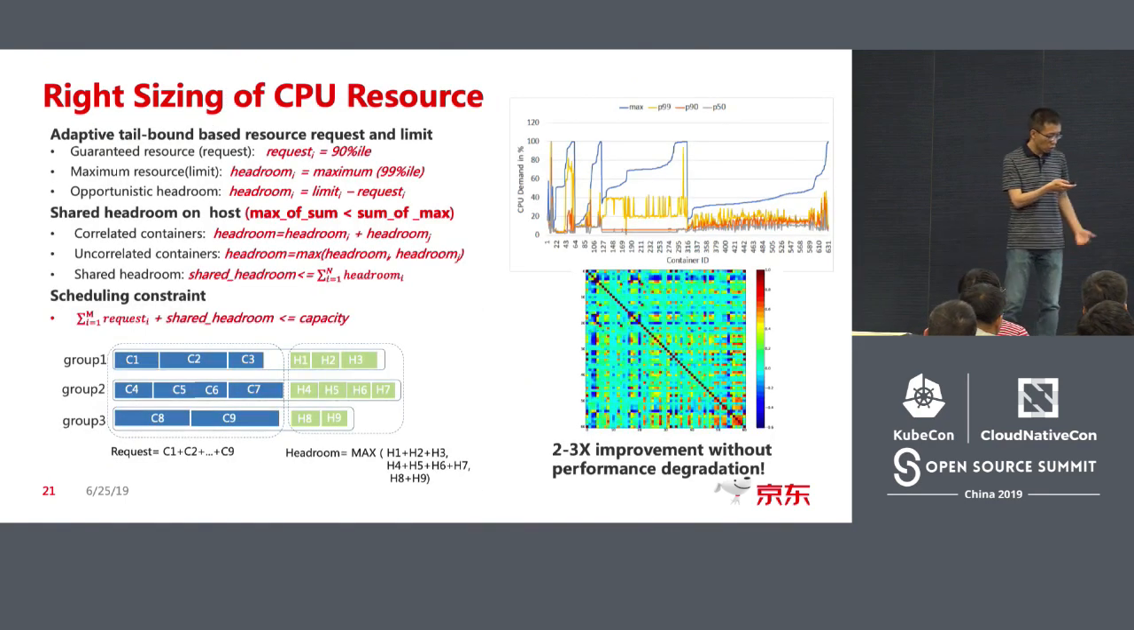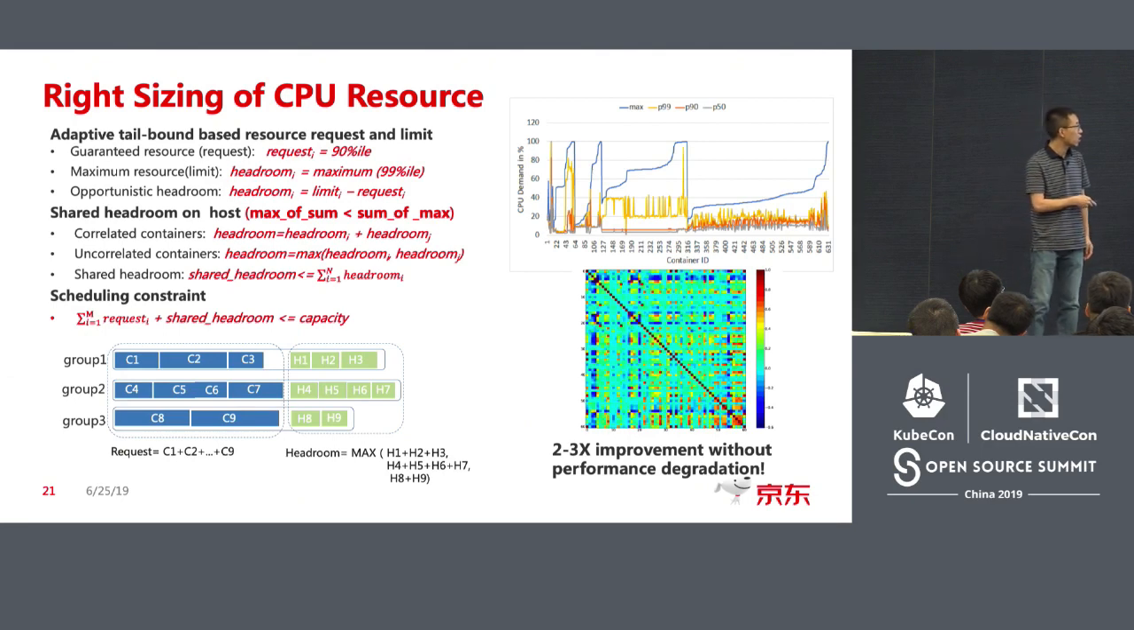So more detailedly, this morning I also mentioned this, that we have a mode of the right sizing of CPU resources. For every container and every resources, we have requested and we have a limit. So we use requested resource. It should not be its maximum resource. Maybe just 90 percentile is enough. And the headroom, that means the rest of the room, the rest of the capacity, and the maximum should be 99% percentile.